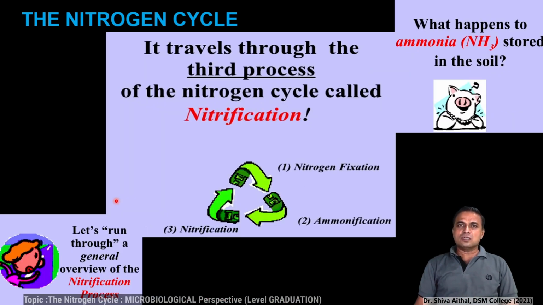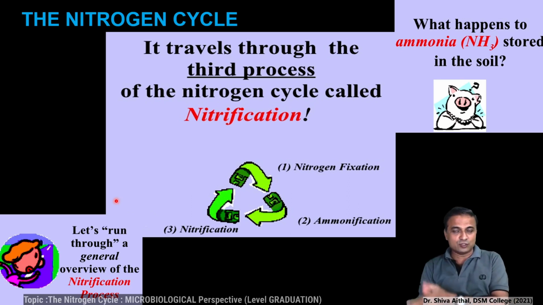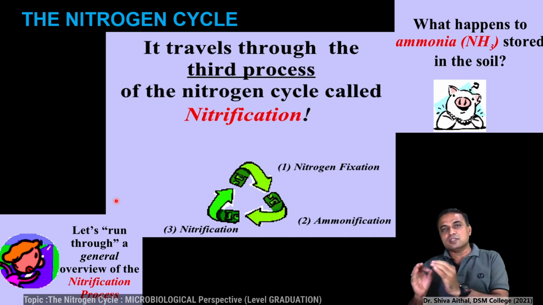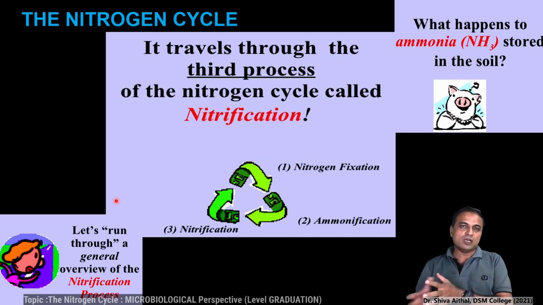So this ammonia which is stored in the soil, what happens with that? How does it actually get converted into the plant biomass? It travels through a third process in the nitrogen cycle. It is called nitrification, the conversion of ammonia to nitrites and nitrates. So now let us run through the general process of nitrification.